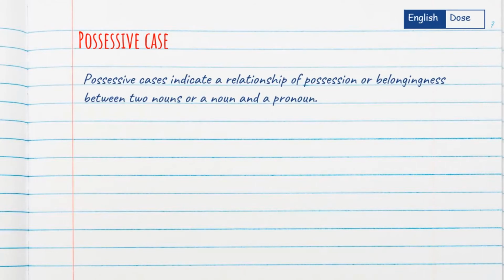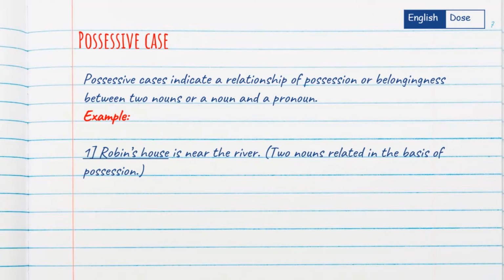Possessive case. Possessive cases indicate a relationship of possession or belongingness between two nouns or a noun and a pronoun. Possessive case means the noun which shows the possession, the ownership or belongingness is called the possessive case. Let's see the example. Robin's house is near the river. How do we make a possessive noun? By using apostrophe s after the noun. Robin's house is near the river.